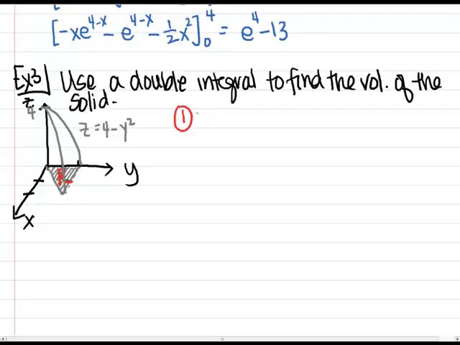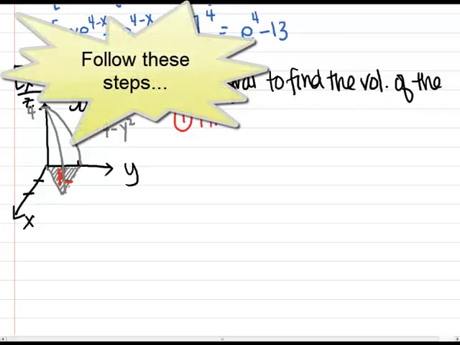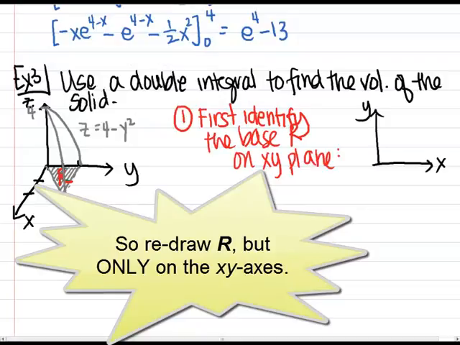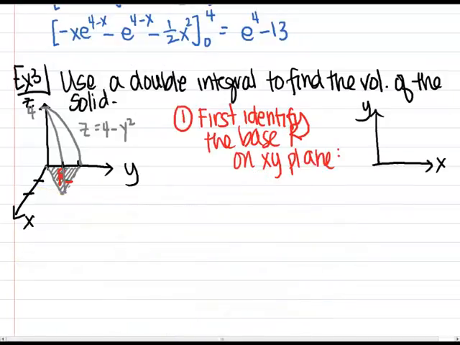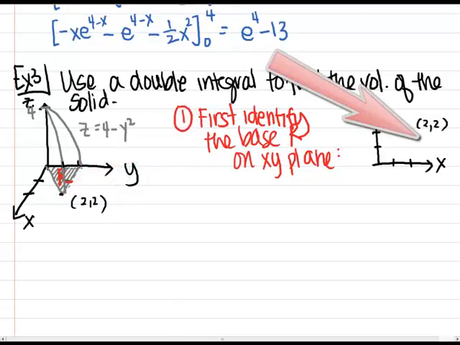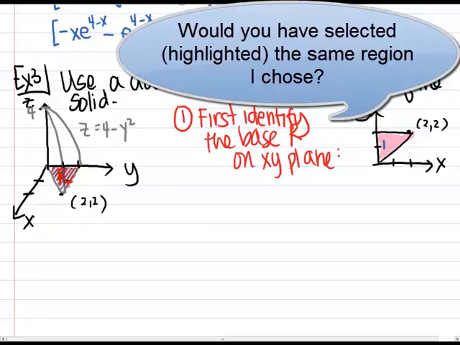So the first thing I want us to do is to first identify the base region R on the xy plane. Now paying attention to how it looks like over here, let's see if we can translate that over. The intersection point here of these two lines is going to be 2, 2. So in that case, 2, 2 over here, and I've got this line and this one, but I hope you guys notice that I actually need this region on top. This is my region R.